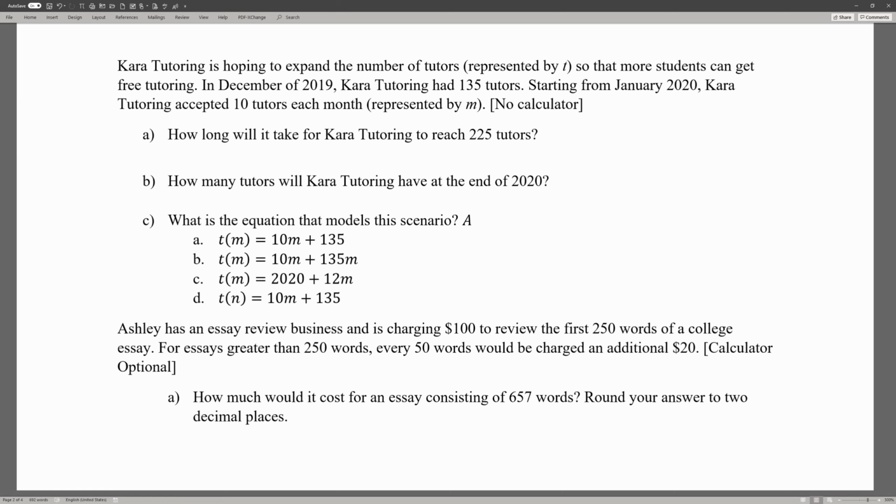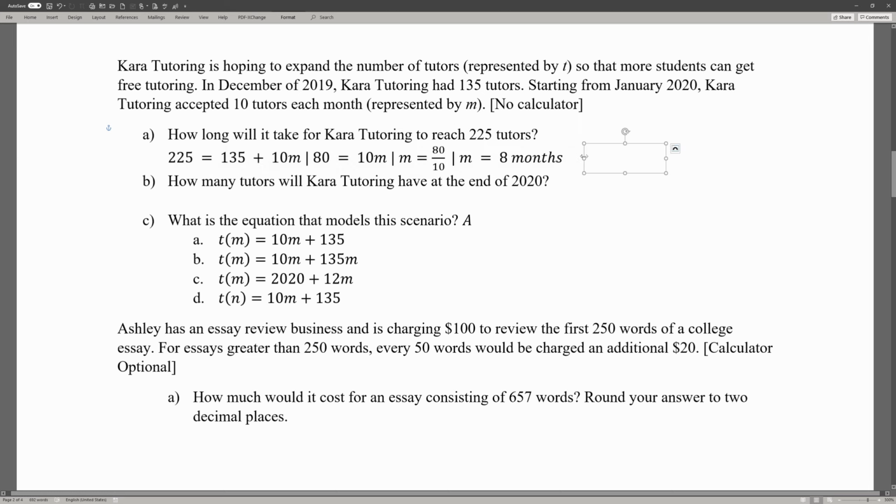Now, in order to solve the question of how long it will take for tutoring to reach 225 tutors, what we need to do is set T of M equal to 225. So let's do that right now. I just rearranged the equation. And now what we do is subtract over that constant, and the constant is going to be that 135 tutors that we had in the beginning. So then we're left with 80 is equal to 10m. Let's divide out that 10, the coefficient, so that we get m by itself. 80 over 10 is 8 months.